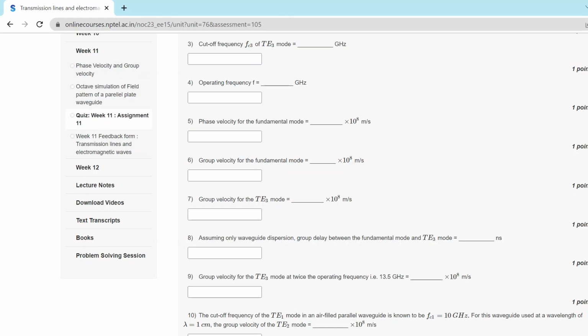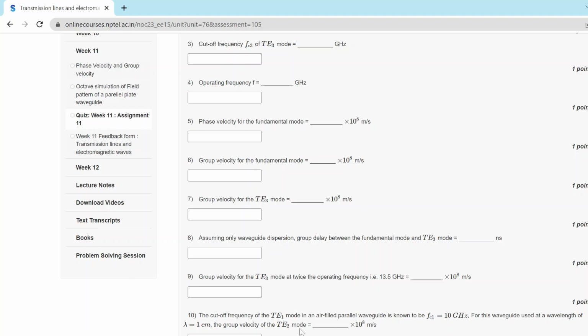Okay. Coming to the last question, cutoff frequency for the TE1 mode in air-filled parallel waveguide is known to be. So see in the question what is given is for TE1 mode there is a cutoff frequency that is given in the question. For this waveguide used at a wavelength of lambda equal to 1 centimeter, the group velocity of TE2 mode is. So wavelength of lambda. So you see the group velocity of TE2 mode.